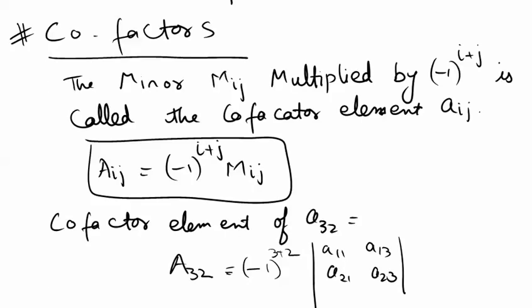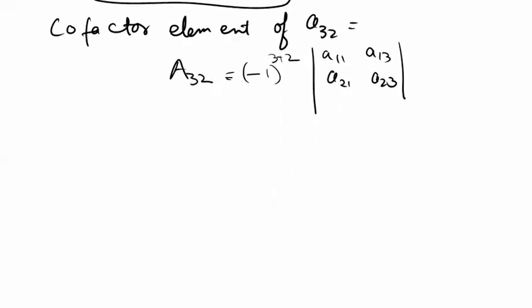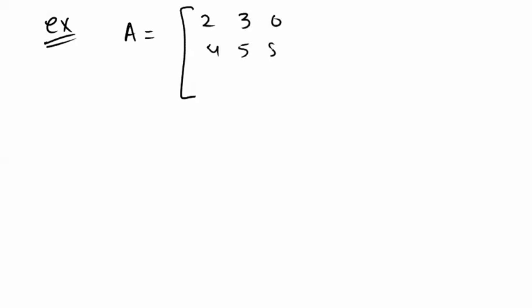It depends on the summation of i plus j. If it is even, this will become positive. If it is odd, it will become negative. Right? Let us take an example so that we understand it strongly. Let's say there is a matrix A which is 2, 3, 0, 4, 5, 8, and 1, 2, 4. I have taken a very random matrix, right?